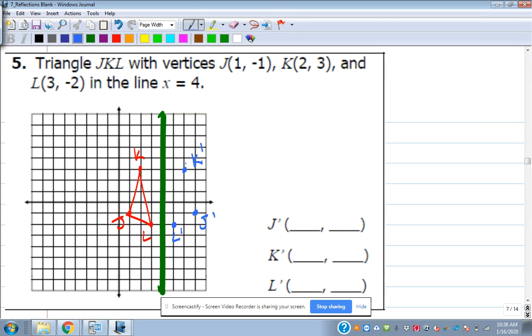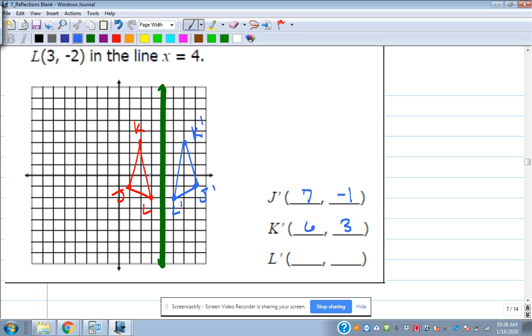Then we draw our triangle from that. So there's the image and the pre-image there. So J prime, y'all said, was 7, negative 1, and then K prime was at 6, 3, and L prime was at 5, negative 2.